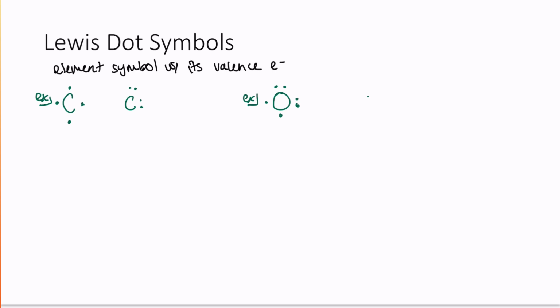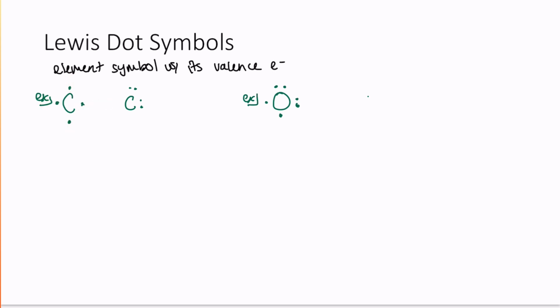So with carbon, since it only has 4, I put 1, 2, 3, 4, 1 on each side. Now this tells me that carbon is going to want to have 4 bonds because electrons like to be in pairs. Since this is only 1 electron, it's going to go find an electron to share. So 1, 2, 3, 4.